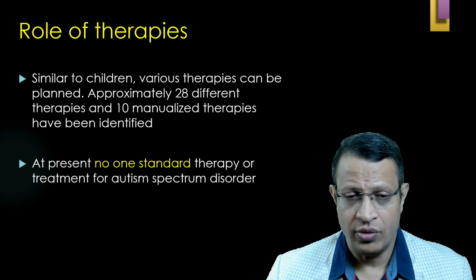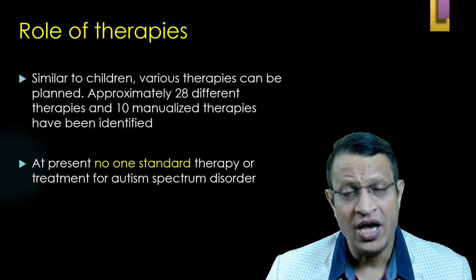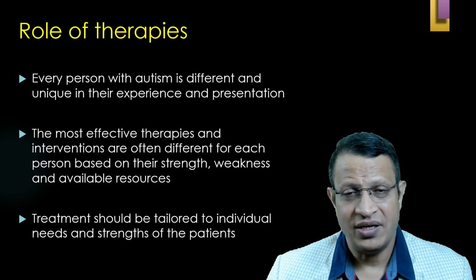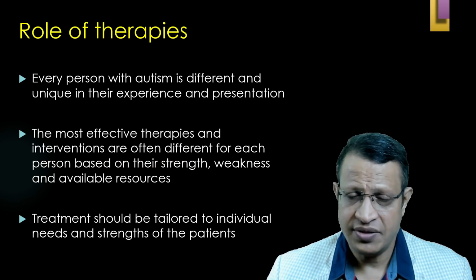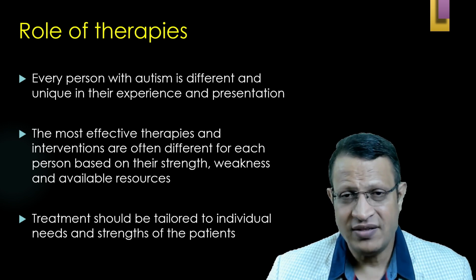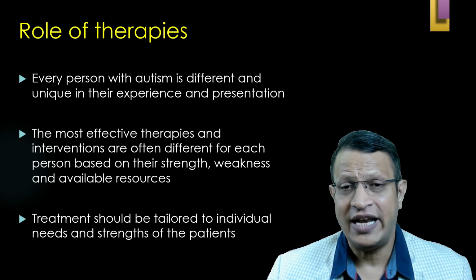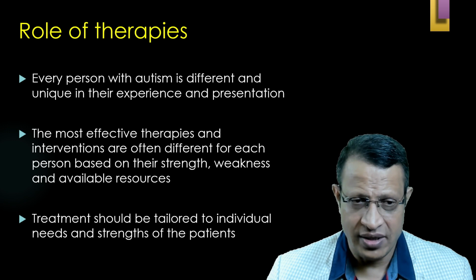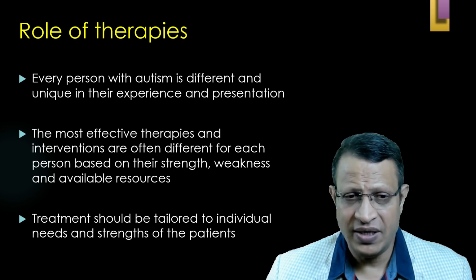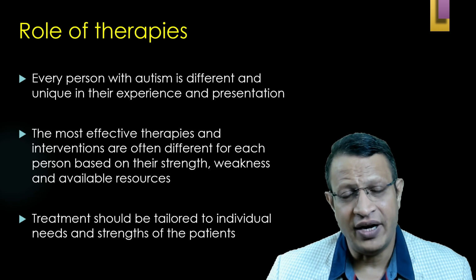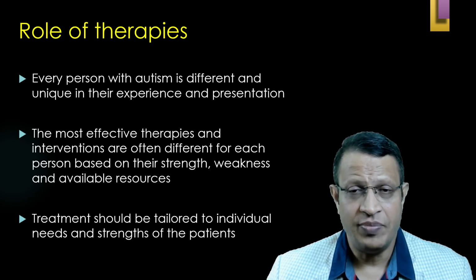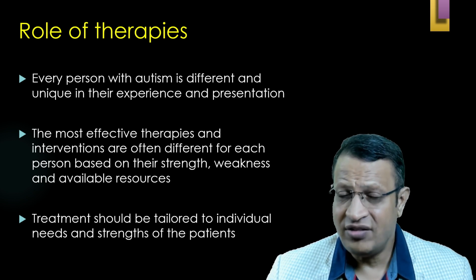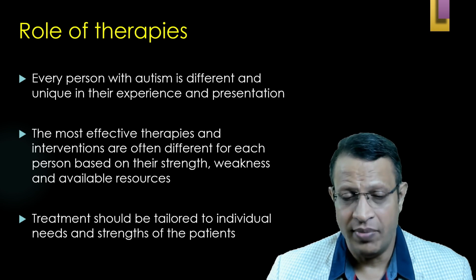But let me remind you, at present, there is no one standard therapy which will fit all autism spectrum disorder. The main reason is every person with autism is different. They are unique. Their experiences, their feelings, and their dynamic interaction with the environment change day to day, along with the family members. So, the most effective therapies and interventions are often different for different patients. That means the intervention needs to be tailored based upon the strengths of the patient, weaknesses, and available resources.